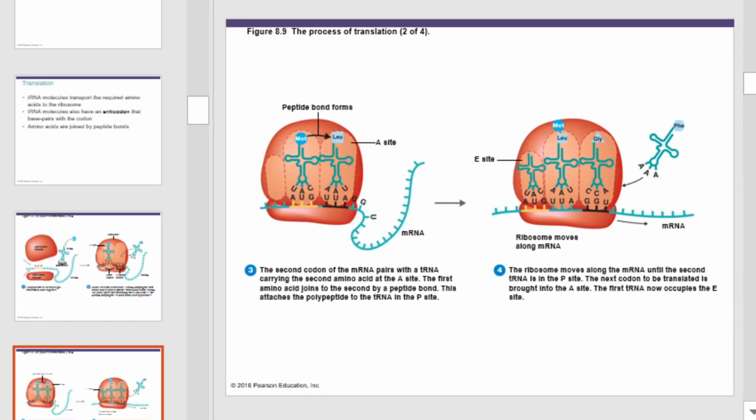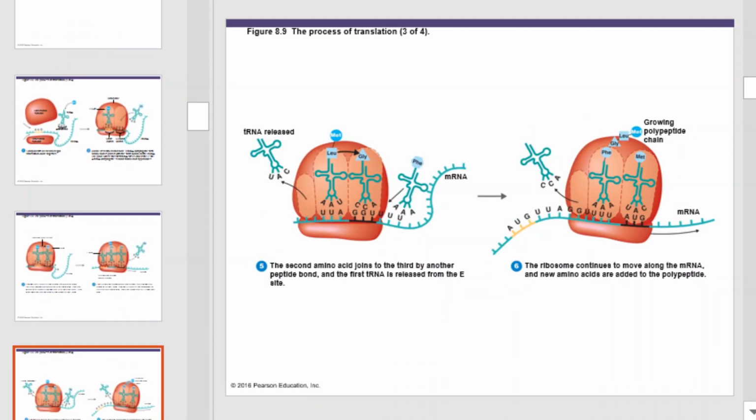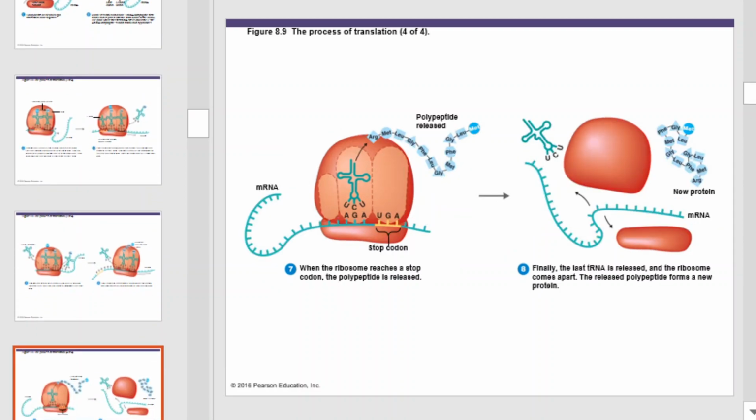Here, a second tRNA is added, and the amino acids of the two tRNAs join. Here, the first tRNA is released, and the ribosome moves on to the next set of codons, repeating the process over and over until a stop codon is reached. This is an illustration of what occurs at the stop codon. The ribosome will release the mRNA strand and a sequence of amino acids made by reading the mRNA strand.